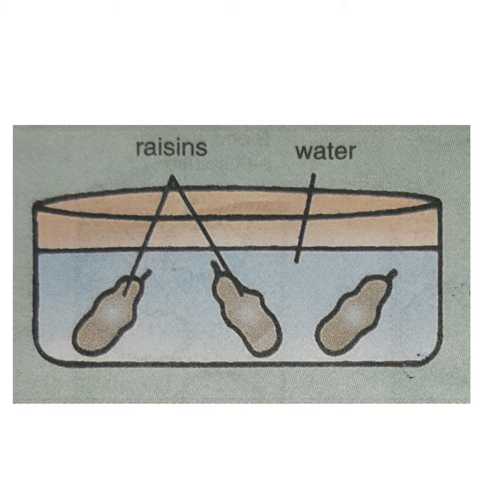For example, place the raisins into a concentrated solution of sugar or salt. What will be the observation? Raisins lose water and shrink. Why? Water concentration is less outside compared to the cell. So, water moves out of the cell and it shrinks.